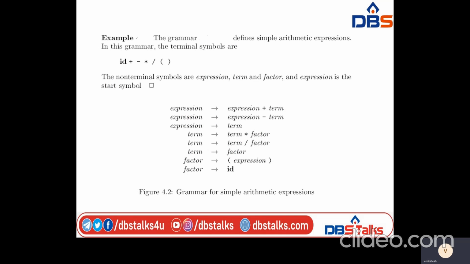Okay, so next, one example for context-free grammar. Okay, the grammar for a simple arithmetic expression. Generally, if you take the arithmetic operations, okay, plus, minus, star, by, like this. In this example, we are going to take one grammar. In this grammar, the terminal symbols are ID, that is identifier, plus, minus, star, by, left parenthesis, right parenthesis. The non-terminal symbols are expression, term, and factor, and the expression is the starting symbol.